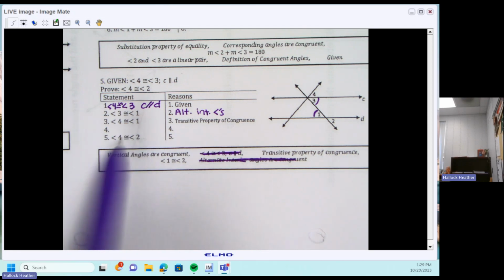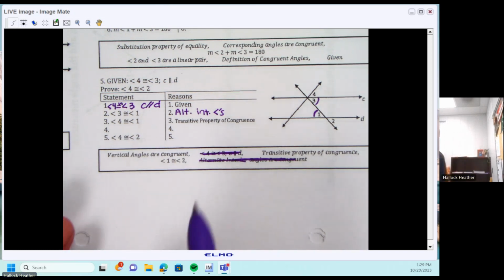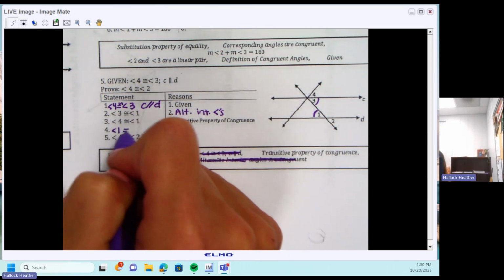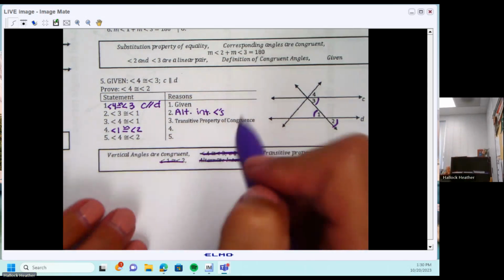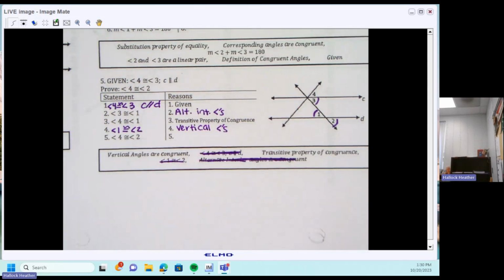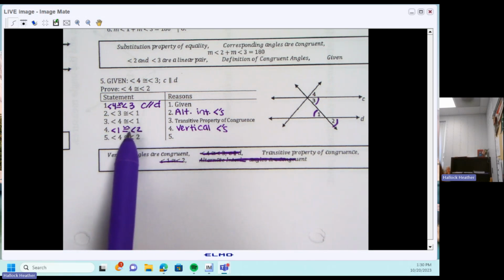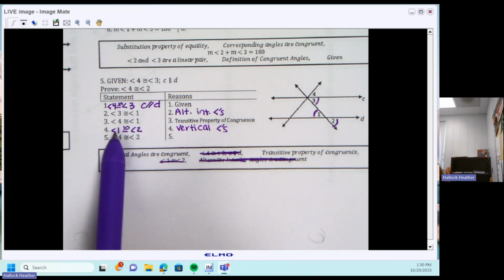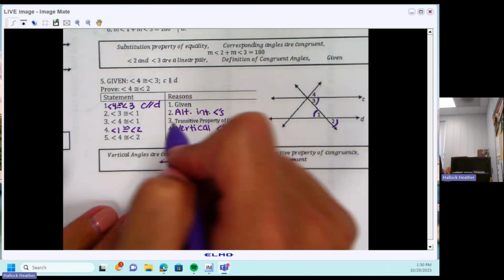What would it be at step 4 for my statement? Perfect. Angle 1 is congruent to angle 2. And if you look at 1 and 2, what types of angles are those? Vertical angles. And then the last one is obviously process of elimination, transitive. The reason why is because you have 4 and 1, 1 and 2. I can remove the middleman angle 1 from both of these statements and say 4 is congruent to 2 because transitive property is transferring over the statement. So transitive property.